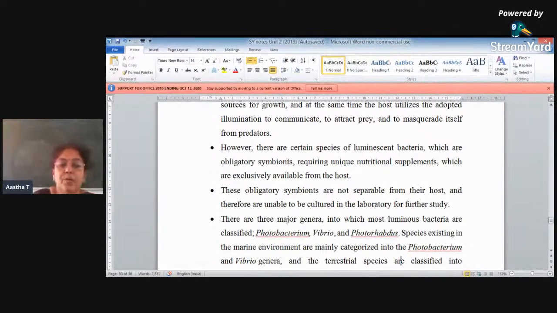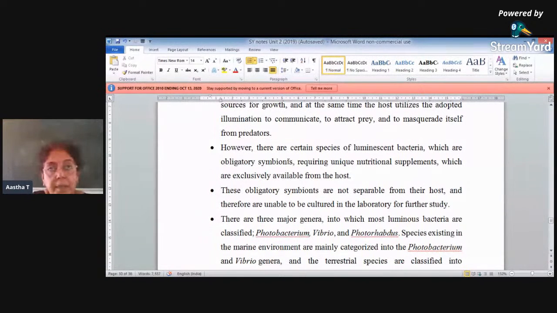There are certain species of luminescent bacteria which are obligatory symbionts, and compulsorily they will be seen in that fish in symbiotic association, and they require nutrition. Their nutritional requirement will be completed by the host. These obligatory symbionts are not separable from the host. They cannot be separated from the host and are unable to be cultured in the laboratory.